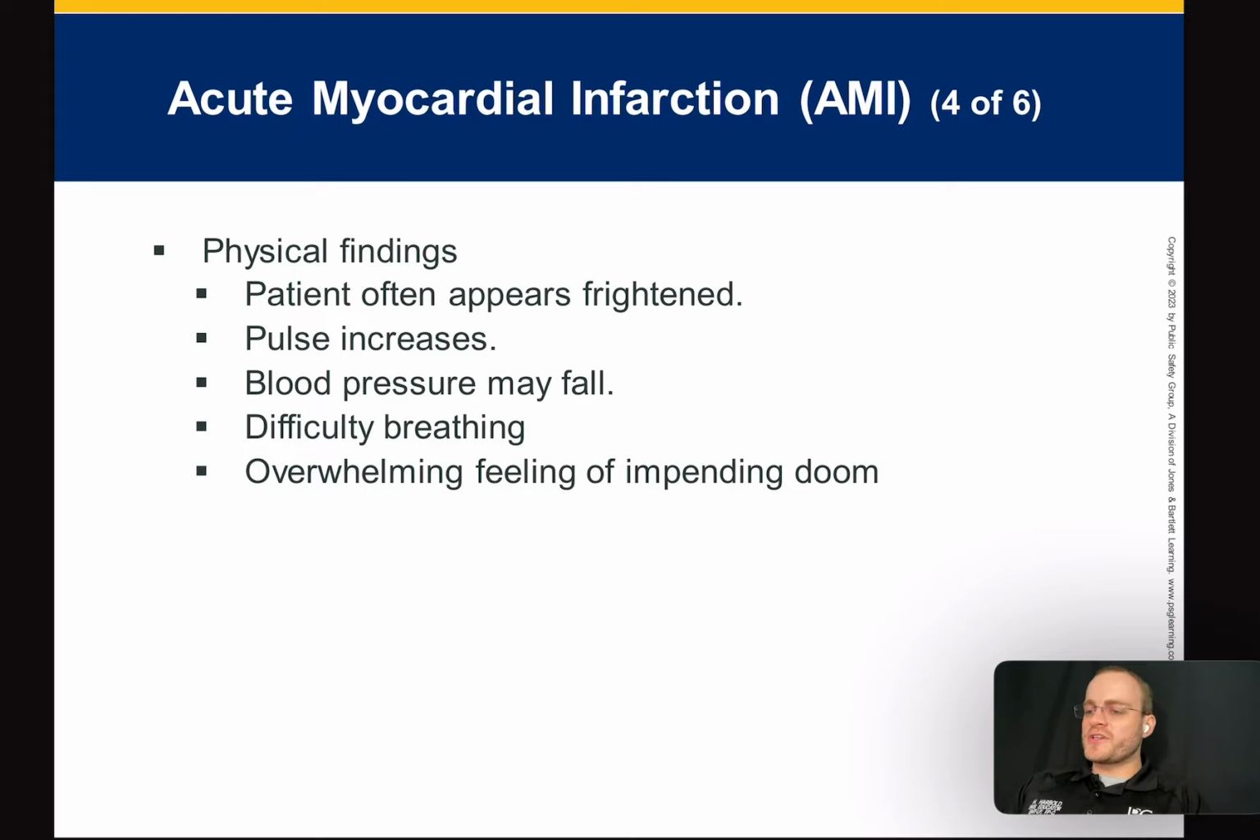Their pulse will increase. Okay, that's one of the hallmarks of cardiogenic shock. Or really most shocks, but it does increase. The blood pressure could fall. Remember, that's a late finding, but you'll have a decrease in blood pressure because of decreased cardiac output. Well, that's one of the reasons. And then difficulty breathing. What's the medical word for shortness of breath? Dyspnea, right? Overwhelming feeling of impending doom. That's the word they'll use. Impending doom. Like they feel like they're going to die. Like they feel doomed.